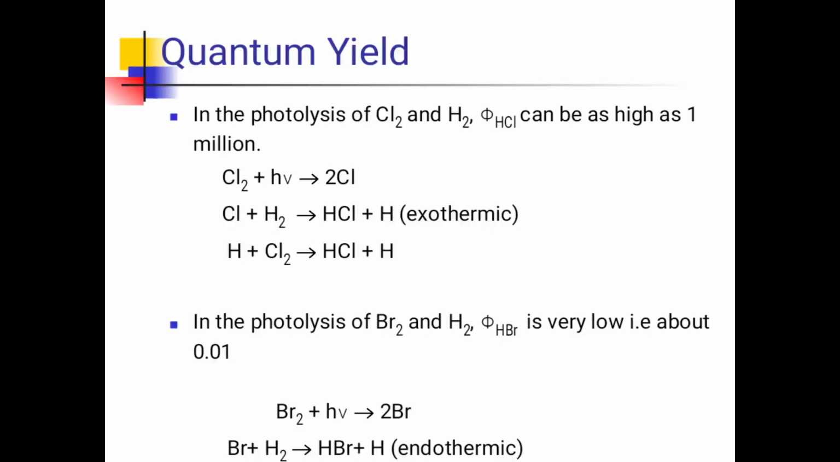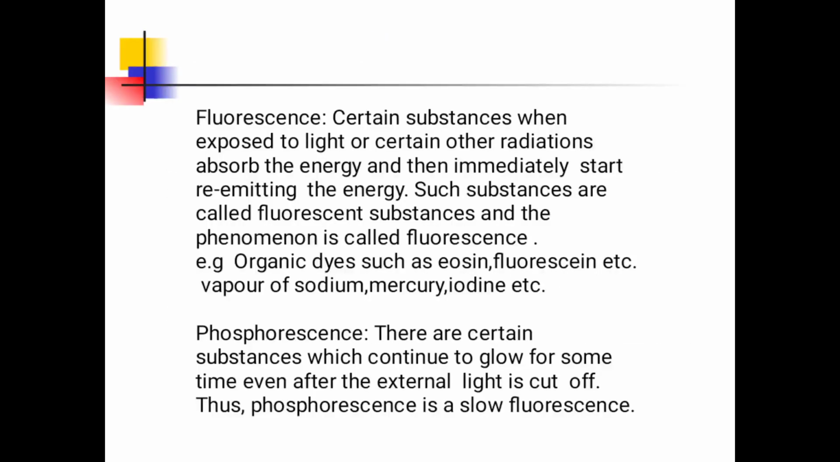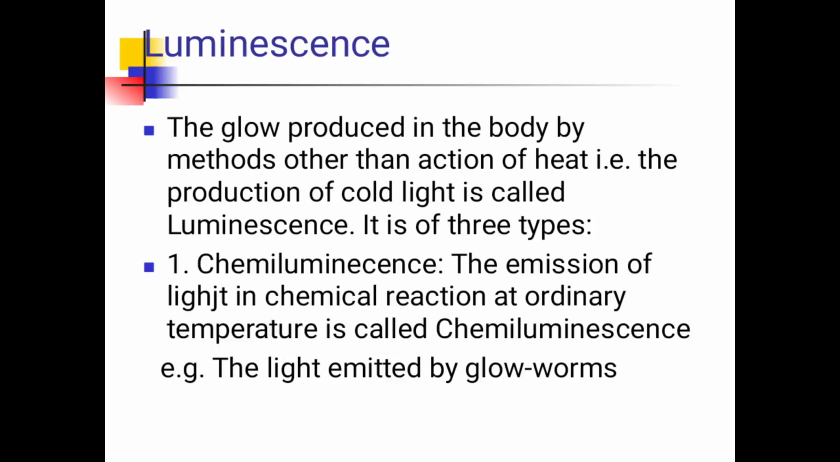Luminescence means the emission of light that is not produced by heat. The glow produced in a body by a method other than the action of heat, that is, the production of cold light, is called luminescence. It is of three types: chemiluminescence, fluorescence and phosphorescence. Chemiluminescence: the emission of light in a chemical reaction at ordinary temperature is called chemiluminescence.